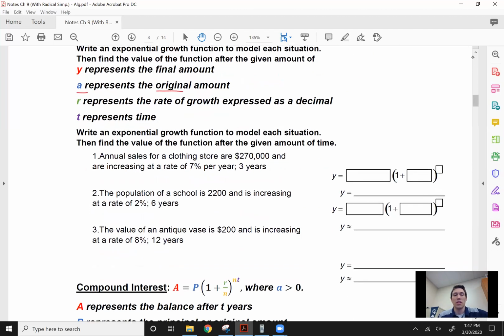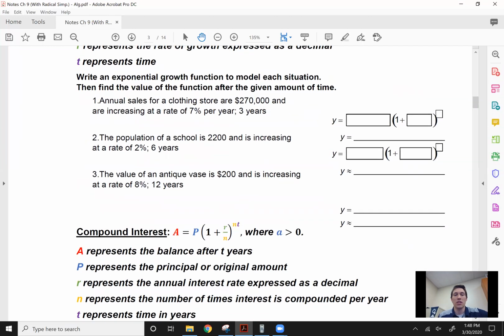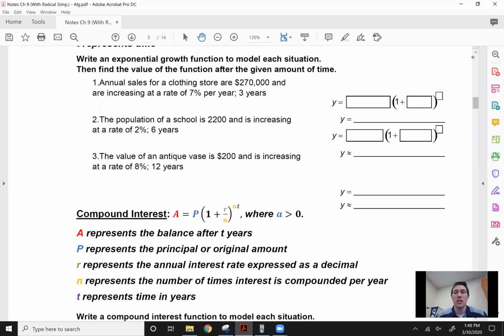So let's look at an actual example here. It says annual sales for a clothing store, 270,000. So that's what it's starting at. That's the original. That is the initial, 270,000. So that goes right here. And are increasing at a rate of 7%. Now the key here is we have to write 7% as a decimal. So we always move it 2 places to the left. So that becomes 0.07 because you moved it 2 places. So 1 plus 0.07. And then after 3 years, that's t.